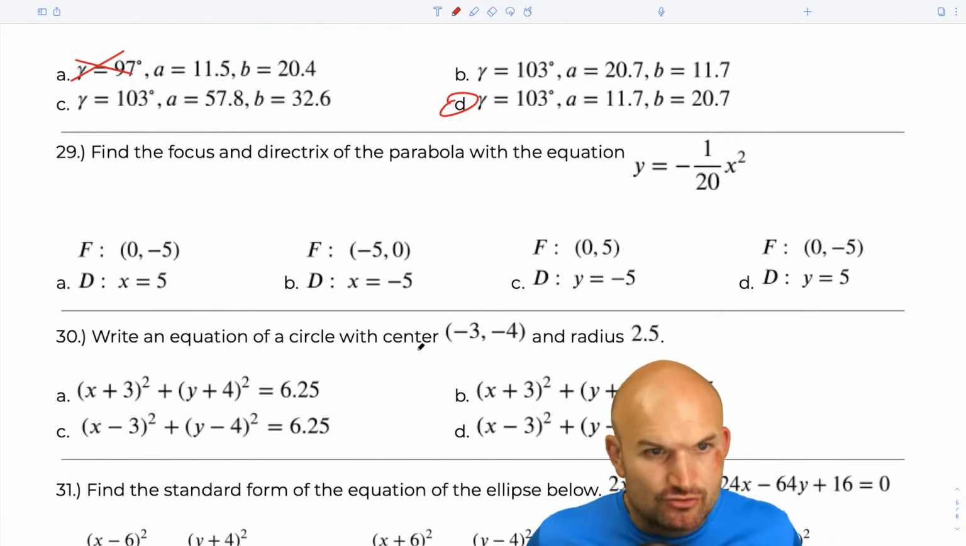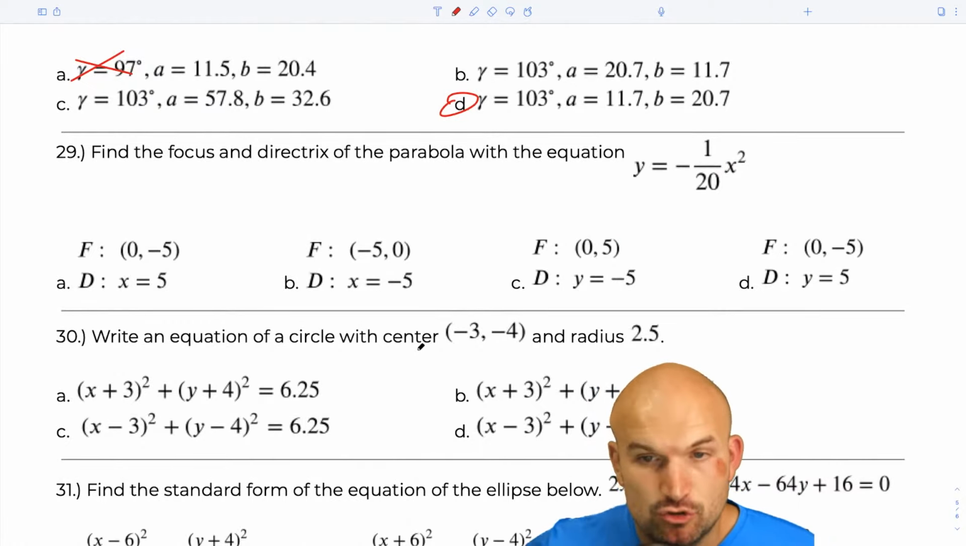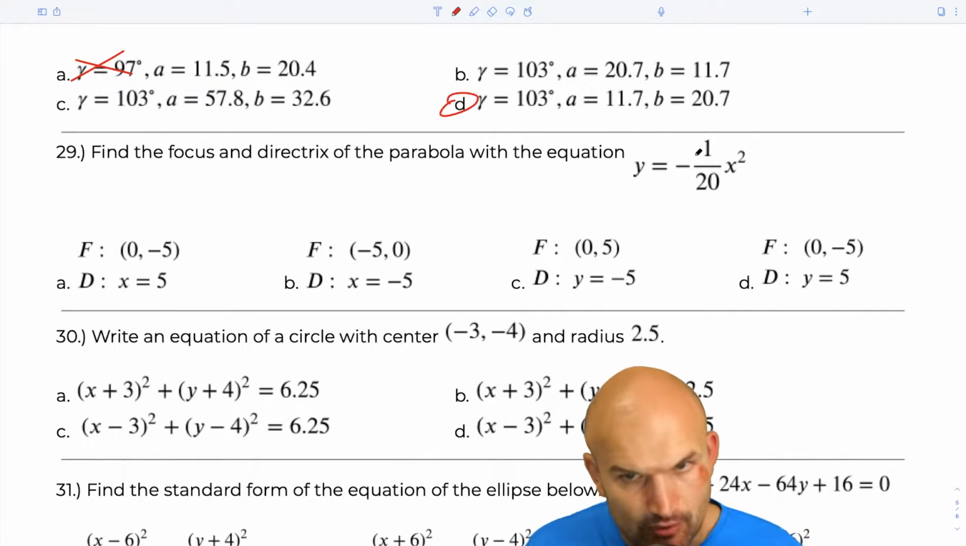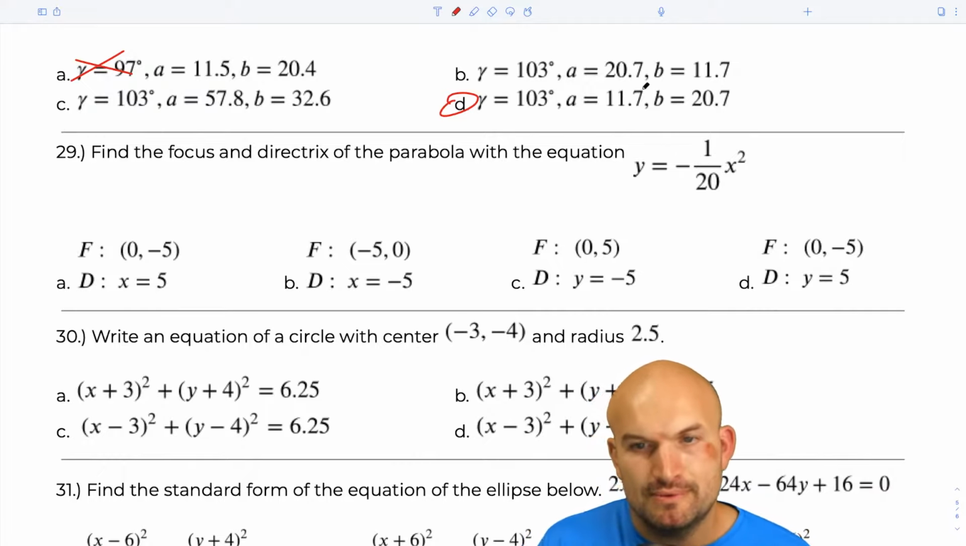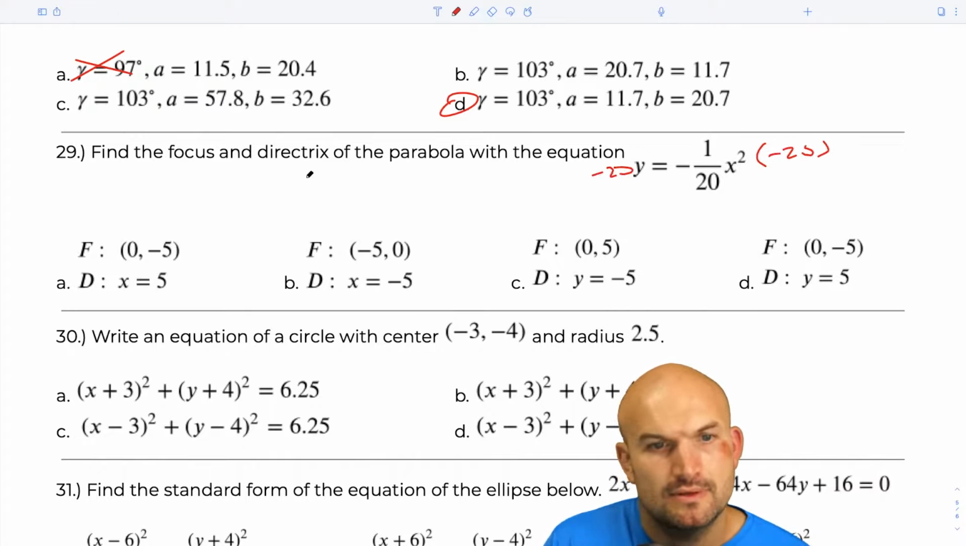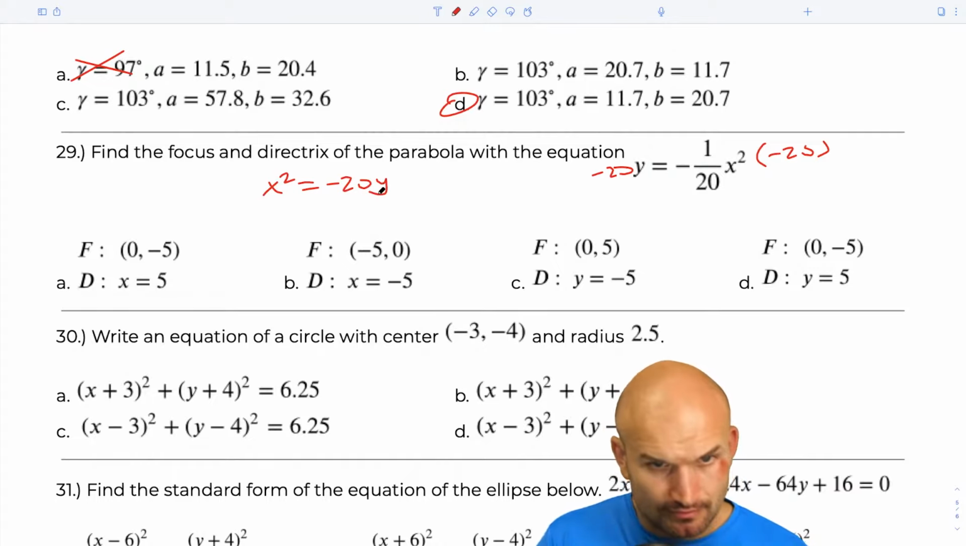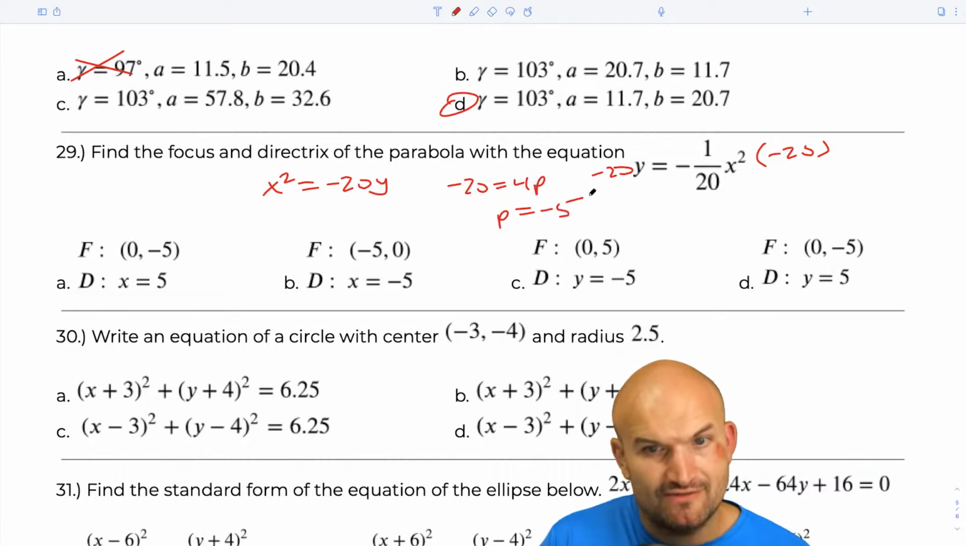Find the focus and the directrix of the parabola with the given equation. So when we're looking at conic section form, we don't want this fraction with that. So what I'm going to do is multiply by negative 20 on both sides. Okay, so I'll have x squared equals negative 20y. All right, so now given that information, I can say that negative 20 equals 4p. So P is equal to negative 5.